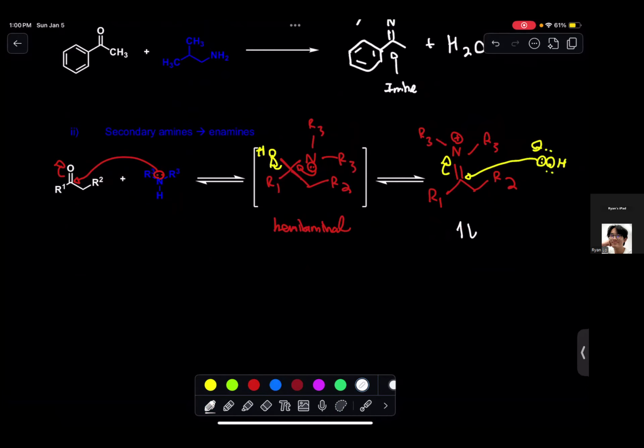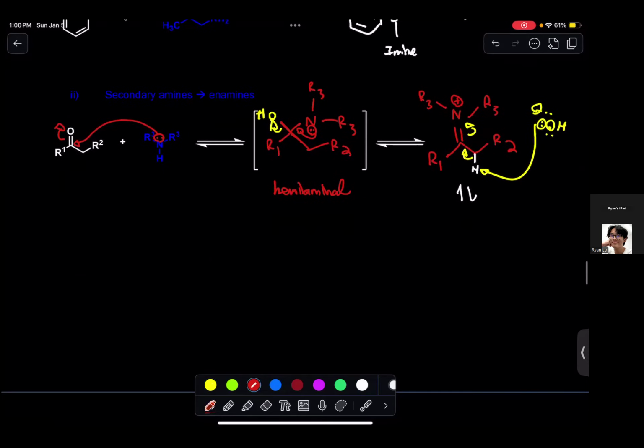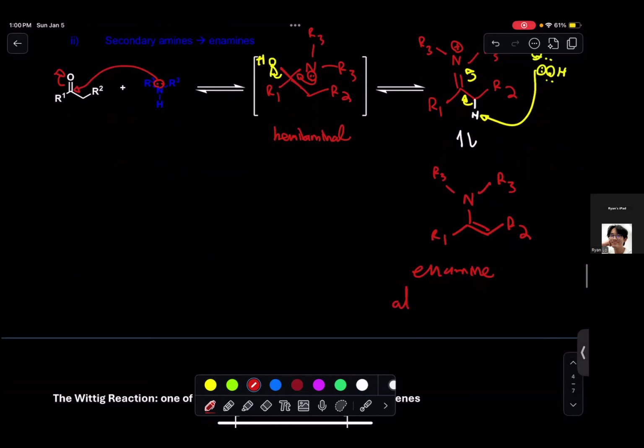Oh, wait, hold on. Sorry. Wrong thing I'm attacking here. I'm going to be attacking this H right here. There you go. That's the right mechanism. Then you're going to end up with this. This is called an enamine. It's the combination of an alkene plus amine.